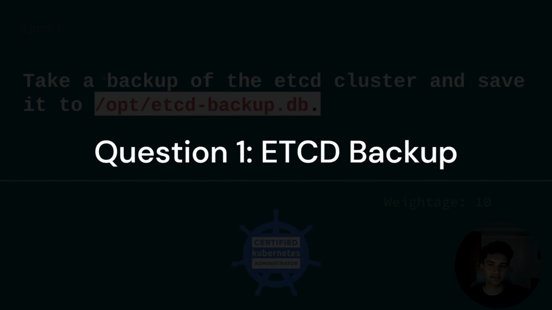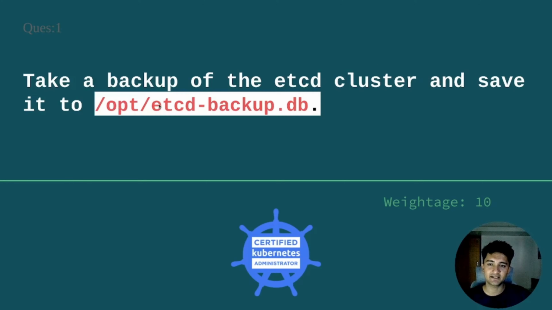So the first question is, take a backup of the etcd cluster and save it to the /opt/etcd-backup.db file. In this question, we are asked to create a backup of the etcd cluster and save it to this path. The weightage for the question is 10 points, which means this is a very important question.